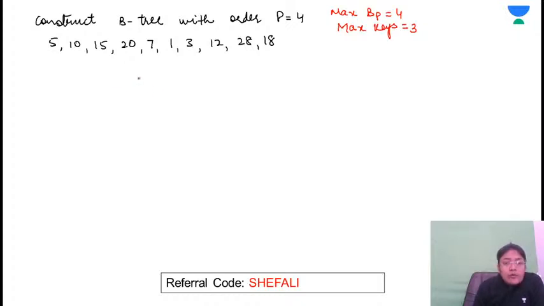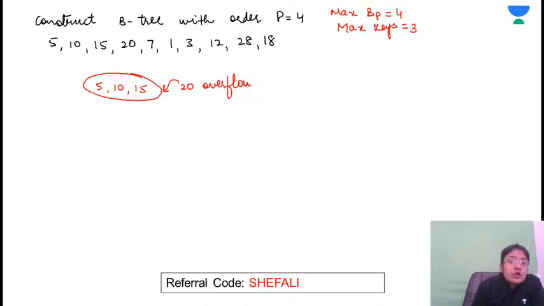So here, first of all, 5 is inserted. Then 10 is coming up. Second key. 15 is coming up. No problem. Now what is happening? 20 also wants to be added in this node. This is a case of overflow.